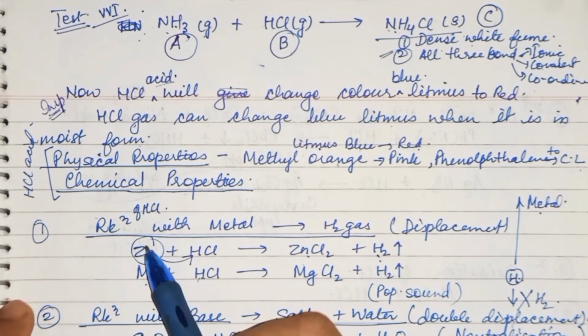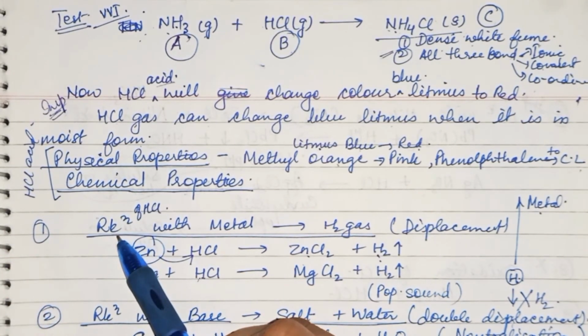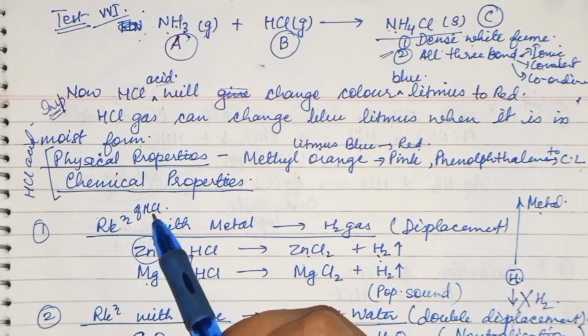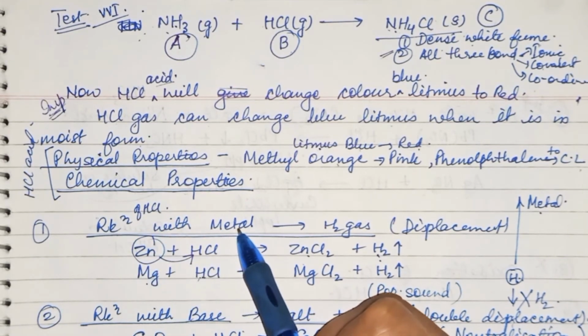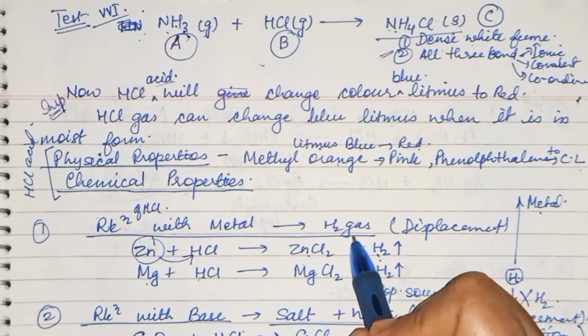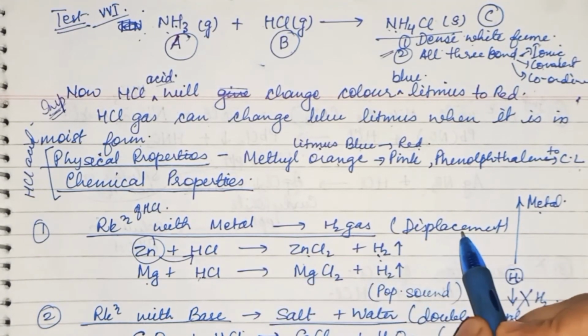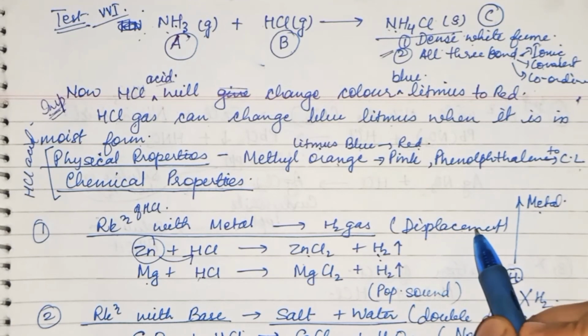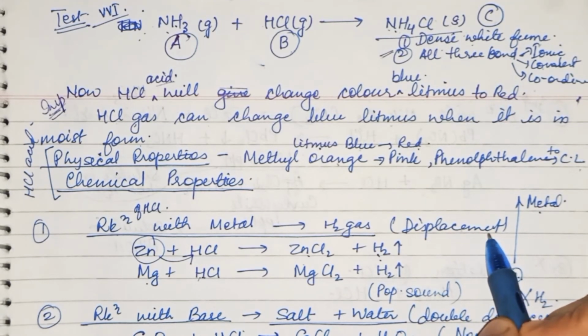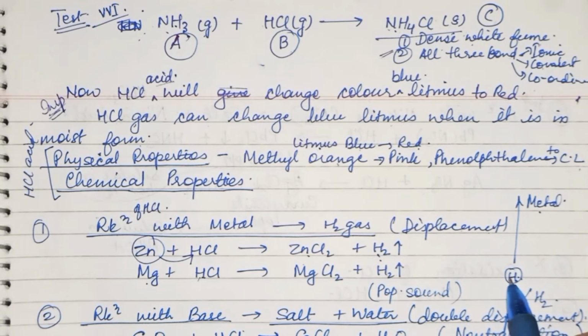See here, the first property you all have learned from class 8th or 7th: the reaction of HCl with metal. Acid reacts with metal to give salt and hydrogen gas, and this type of reaction is called displacement reaction. You all know displacement reaction is based on the reactivity series. The metal which is above hydrogen will displace hydrogen from the acid, and the metal which is below hydrogen will not displace hydrogen gas.